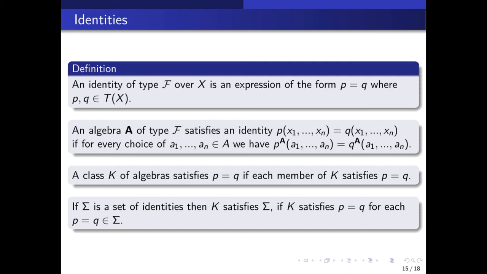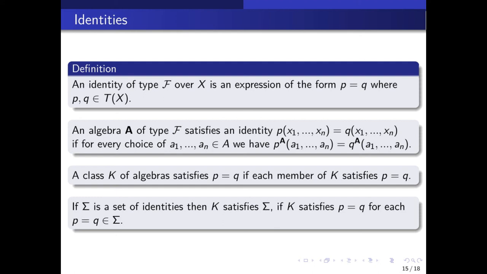Identities are just expressions of the form one term equals another term. And so what we are interested in is for our class of algebras to satisfy a set of identities sigma. Well, when does that happen? When our set of algebras satisfies each identity in the set. Okay, when does a whole set of algebras satisfy an identity? When each algebra in the class of algebras satisfies the identity. Okay, when does an algebra satisfy an identity? Well, when we evaluate these terms for the algebra and they correspond.